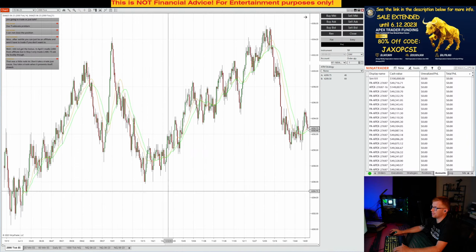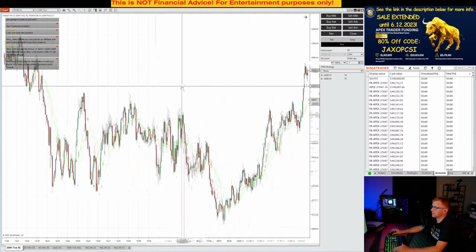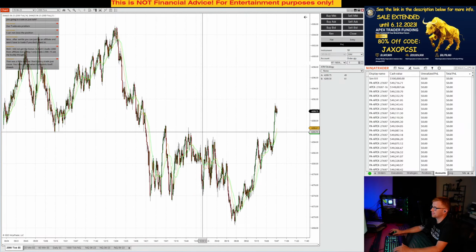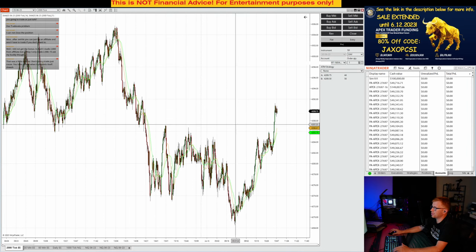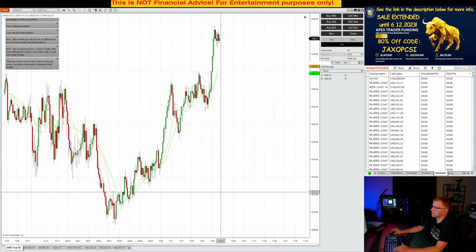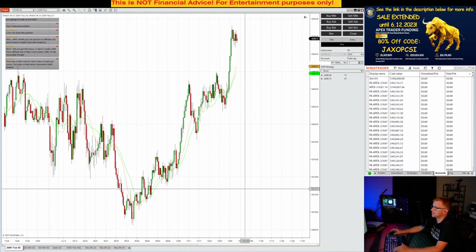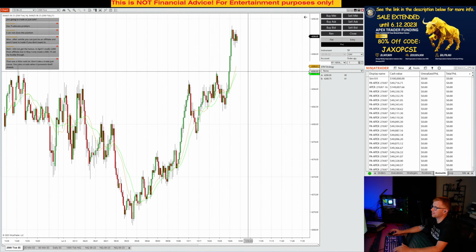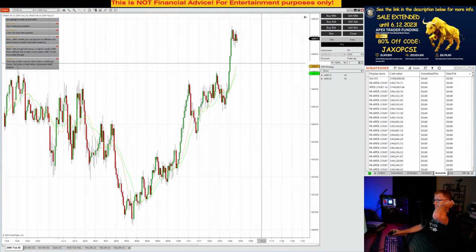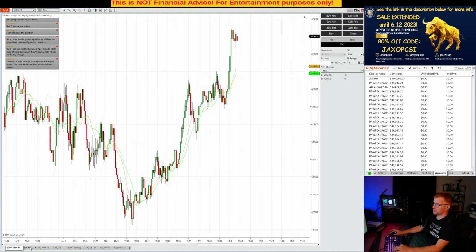NQ broke out a little bit here. I mean, this looks like we're going up today. There's no reason to think we won't. Now, can we get a pullback? We can get a pullback here. I'll be interested.